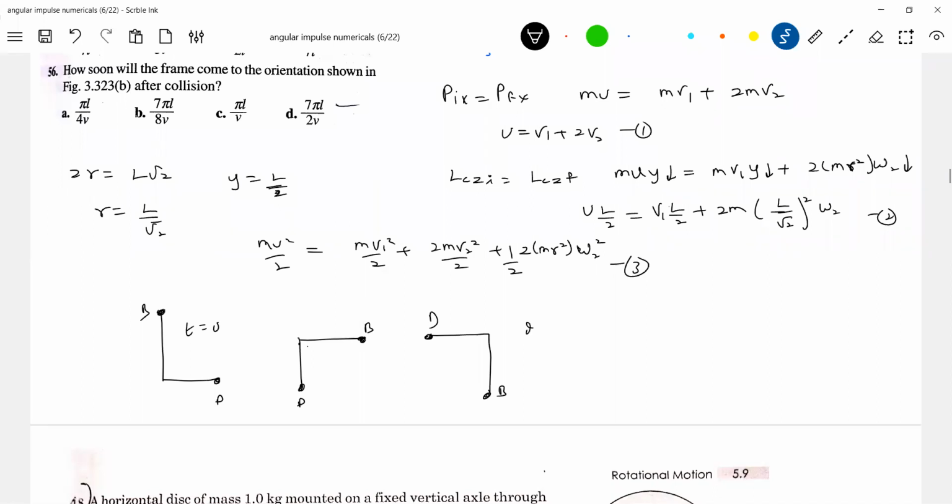How much of angular displacement? Pi radian. And you know omega 2 is equal to pi by t.